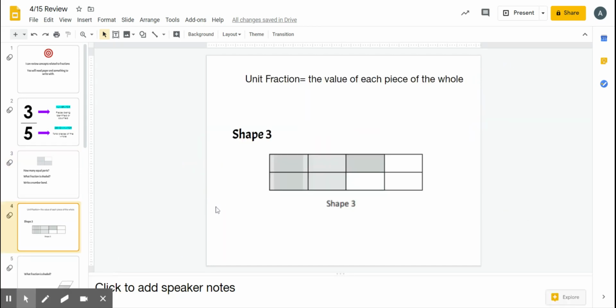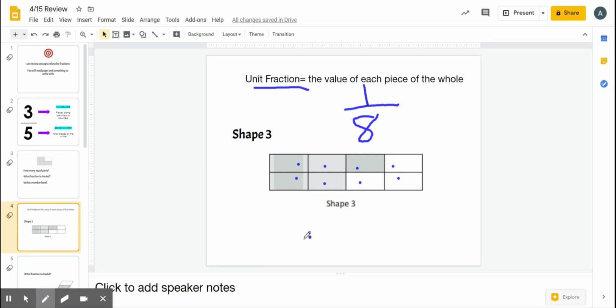Now, as we studied fractions, we also learned that a unit fraction is the value of each piece of the whole. So if we look at this one, it says 1, 2, 3, 4, 5, 6, 7, 8 pieces. So we have 8 pieces total. So we know that our denominator is 8. And each one of these pieces is one piece of the 8 pieces we have. So the value of each piece is 1 piece out of 8 pieces.